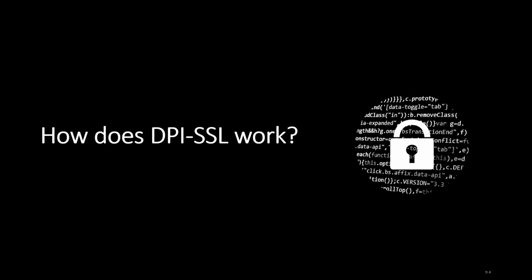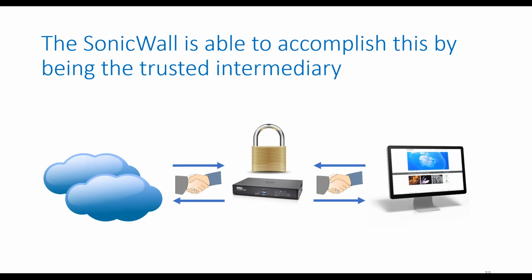So how does DPI-SSL accomplish its mission? The SonicWall needs to become the trusted intermediary, the trusted resource in the middle of the connection that allows the inspection and the verdict to take place. Once you establish this explicit trust between your endpoint and the SonicWall, using a SonicWall DPI-SSL certificate authority, the SonicWall is cleared by your computer, your workstation, your endpoint, to look inside encrypted traffic before delivering it. That's in a nutshell how it delivers the security.